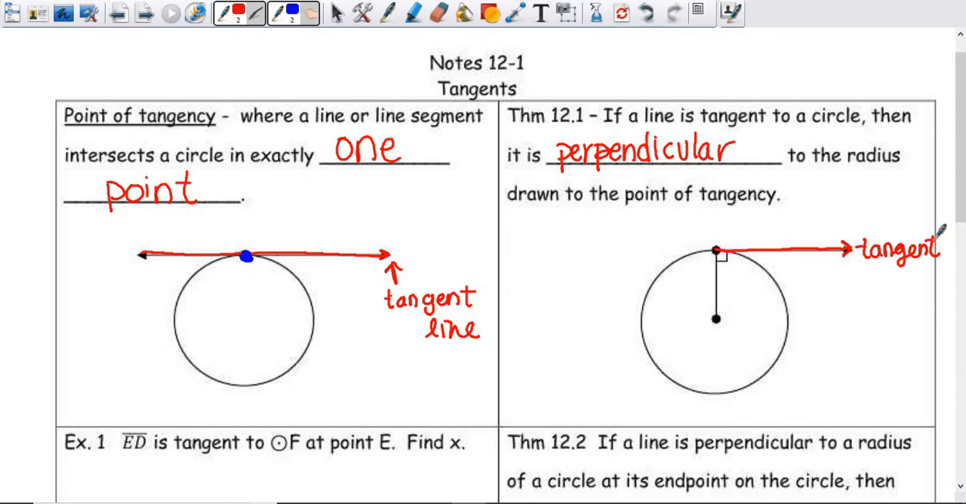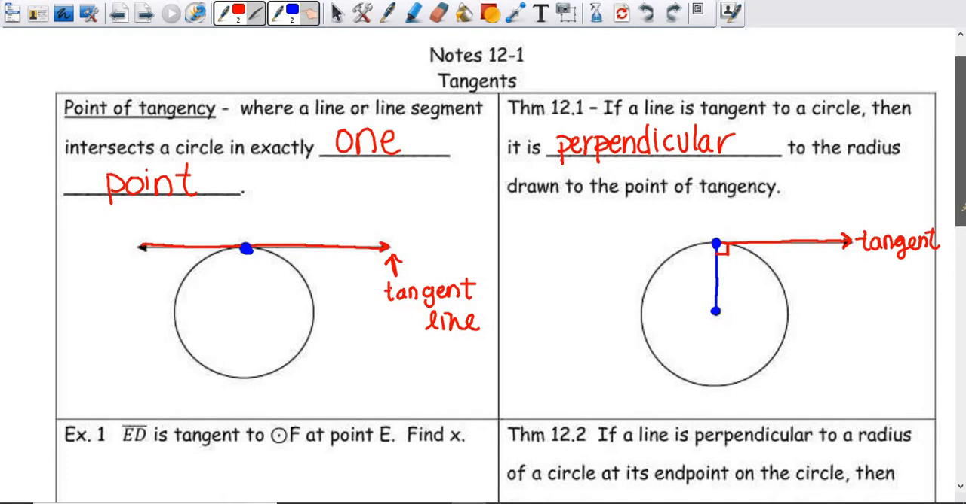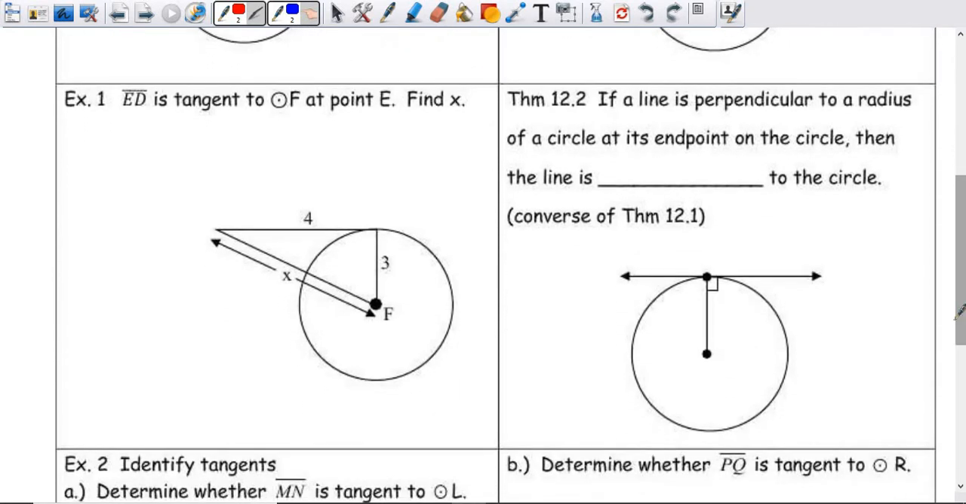Yeah, that is the same tangent that we know from SOHCAHTOA, but in this case this is called a tangent line. All right, now this is a radius because it goes from the center to the outside of the circle, and tangent lines meet radii at a 90-degree angle. So they are perpendicular.